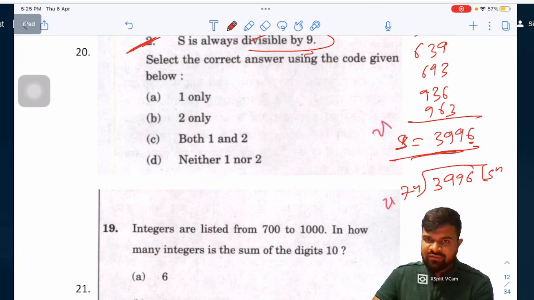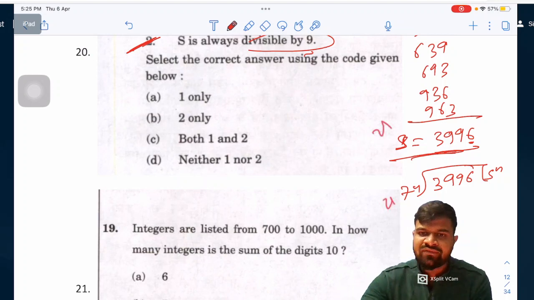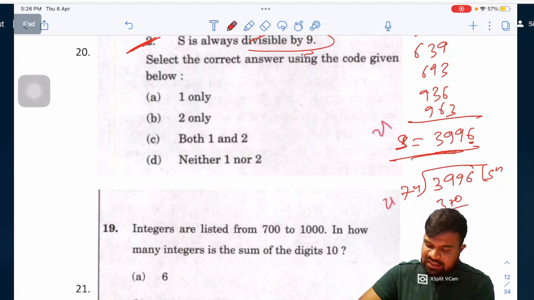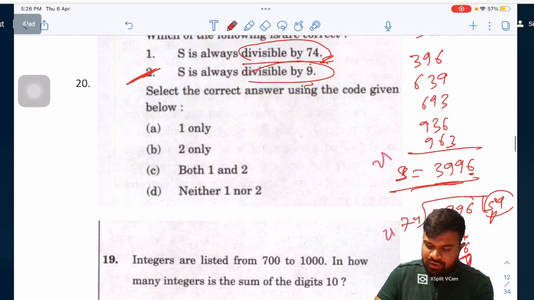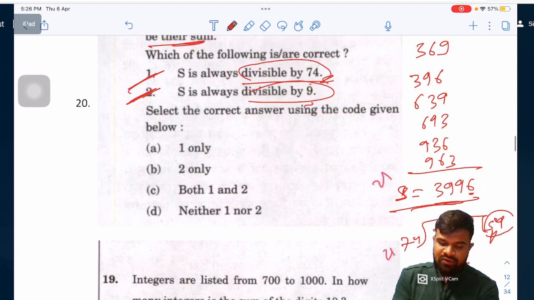I want you to perform this division by yourself, and that will be a very good thing. Now, see, how can you proceed? 74 into 5 is 370. You will get 296. Now 74 into 4 will give you 296. So this is how you will find it. I want you to perform this simple division again by yourself. Now we know that this is also divisible by 74. So both statements are correct.